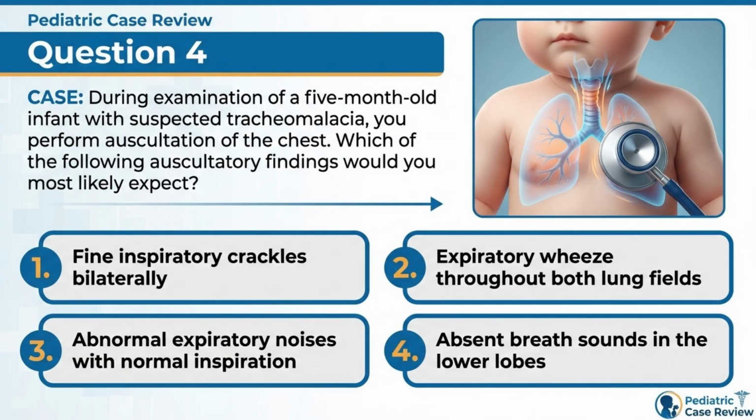Case number 4. During examination of a 5-month-old infant with suspected tracheomalacia, you perform auscultation of the chest. Which of the following auscultatory findings would you most likely expect? Option 1. Fine inspiratory crackles bilaterally. Option 2. Expiratory wheeze throughout both lung fields. Option 3. Abnormal expiratory noises with normal inspiration. Option 4. Absent breath sounds in the lower lobes.